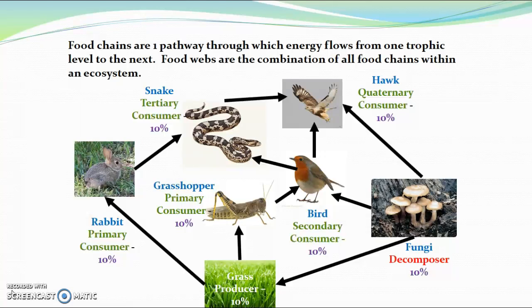Remember that a food chain is one pathway in which the energy flows from one trophic level to the next, where a food web has a combination of all the food chains within an ecosystem. You can see that only 10% passes from one level to the next. Can you find each of those primary consumers? Can you label them?